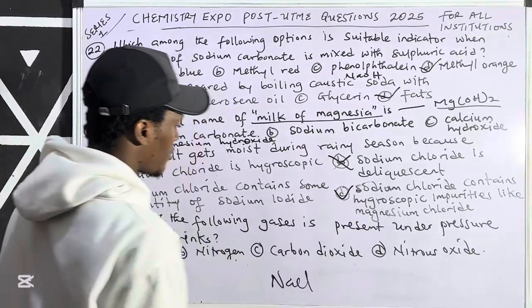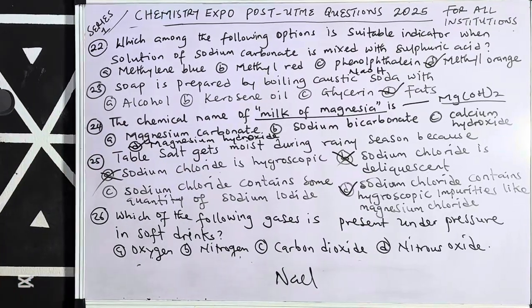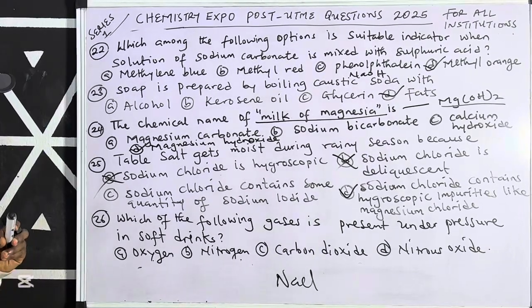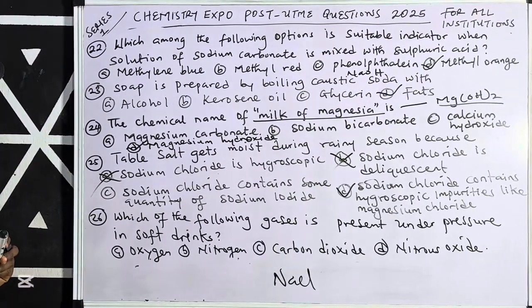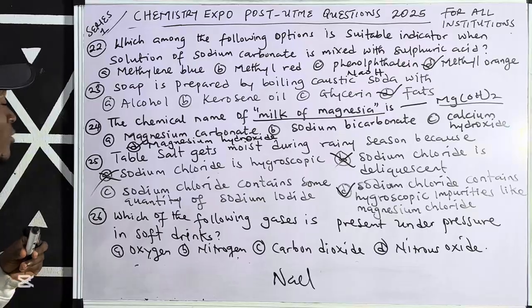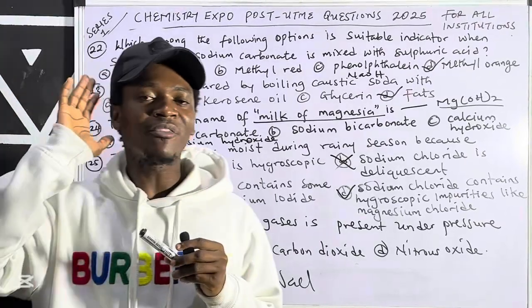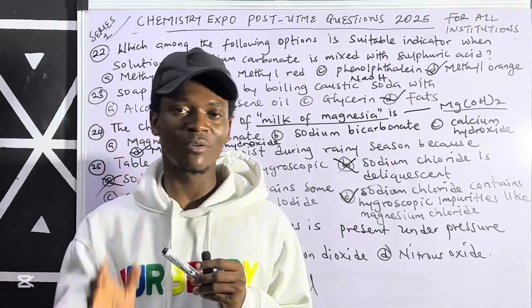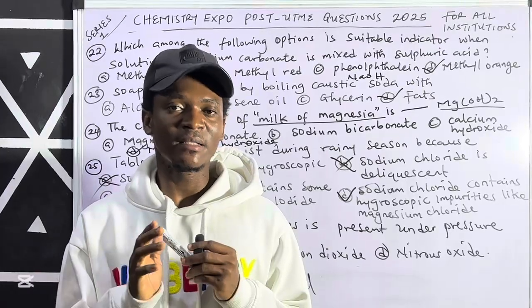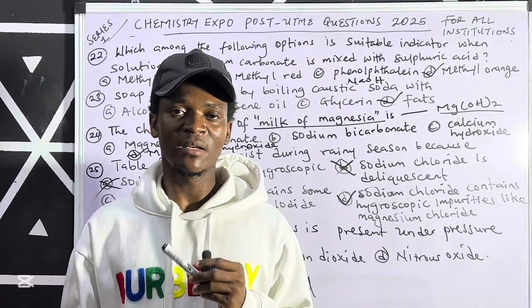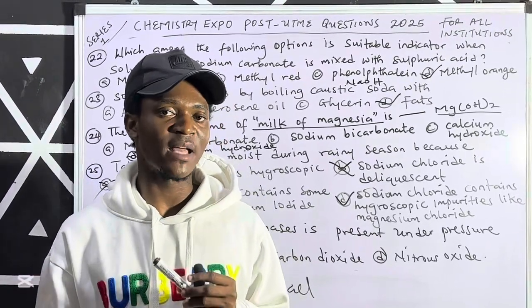So the correct option is option D. Then let's see question 26. Question 26. Which of the following gases is present under pressure in soft drinks? When you just hear of any gas that should be present in soft drinks, just know that the gas must be carbon dioxide, or CO2.